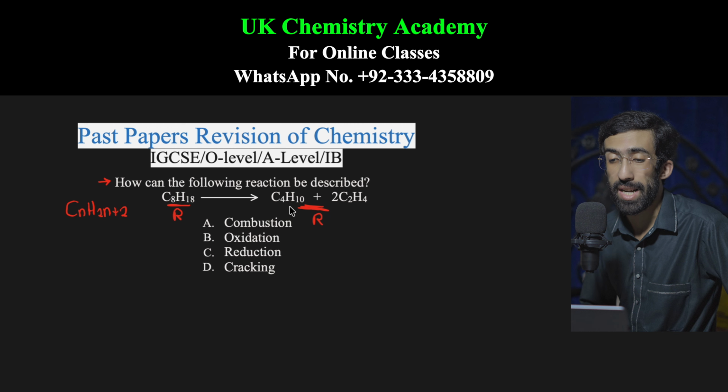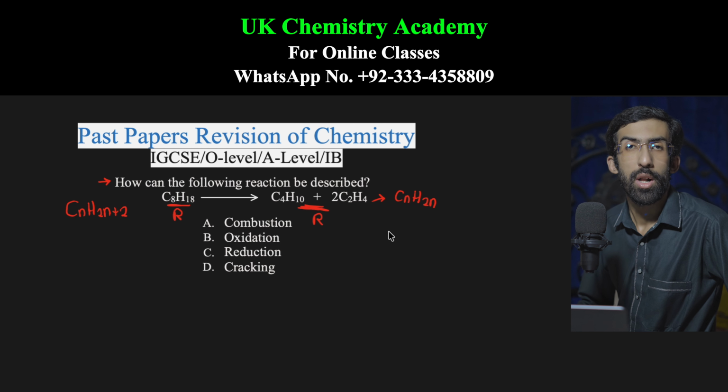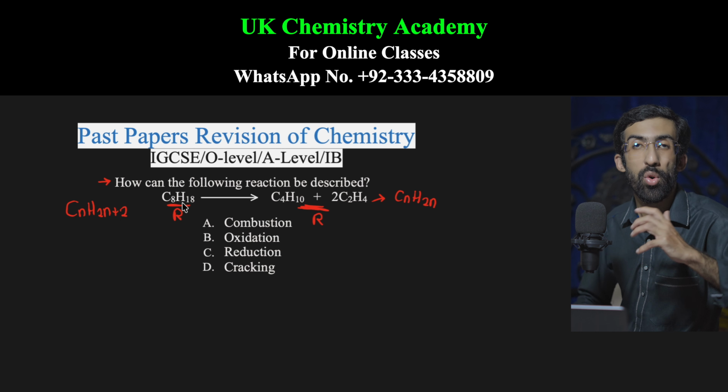C4H10, which means that it is an alkane, that is butane, and C2H4, it is ethene, that is an alkene. The general formula of alkene is CnH2n. Okay, first of all, you have to remember that this is the cracking, this is the reaction of cracking.